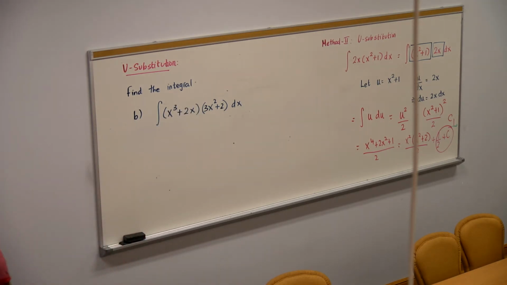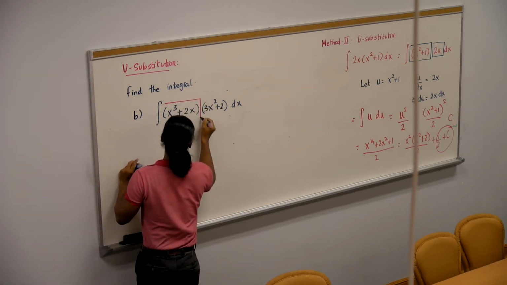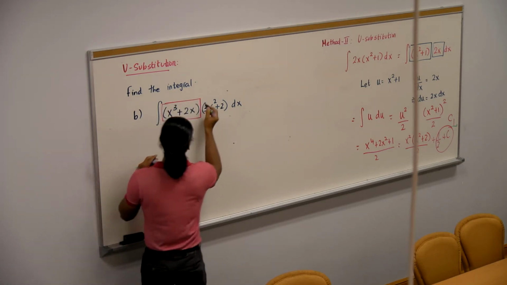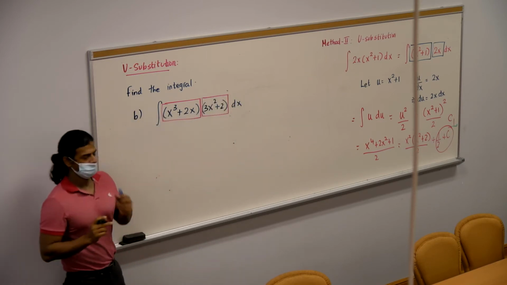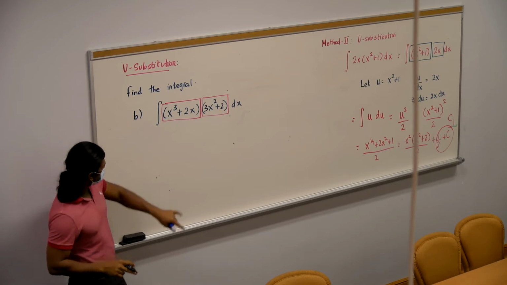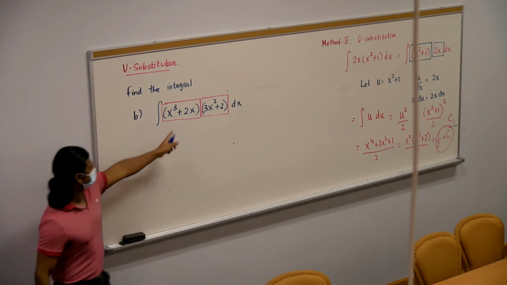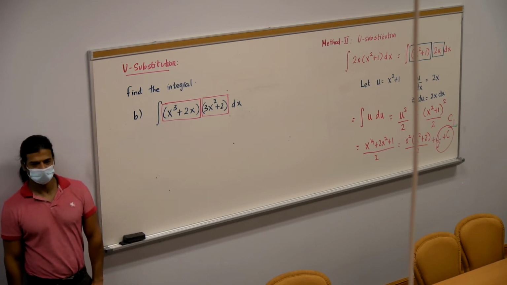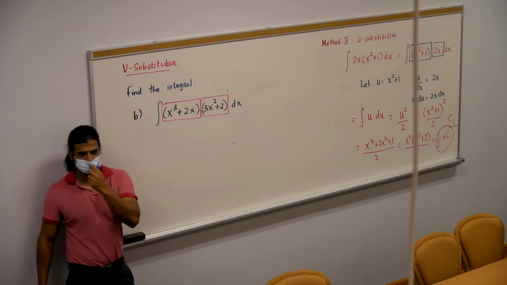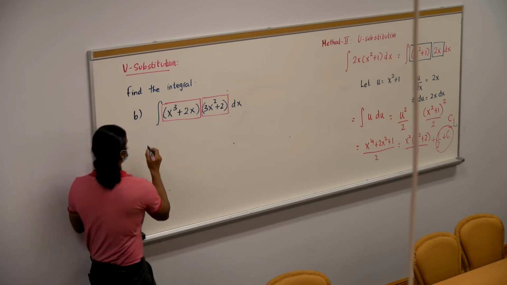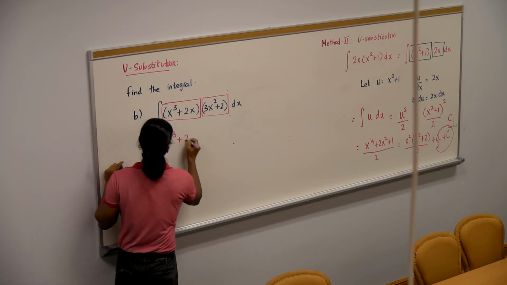Expression 1, expression 2. If I pick u as 3x squared plus 2, when I differentiate it, would I get that term? No. If I pick this as u, when I differentiate it, would I get that term? Yes. So I'm going to call u to be x cubed plus 2x.